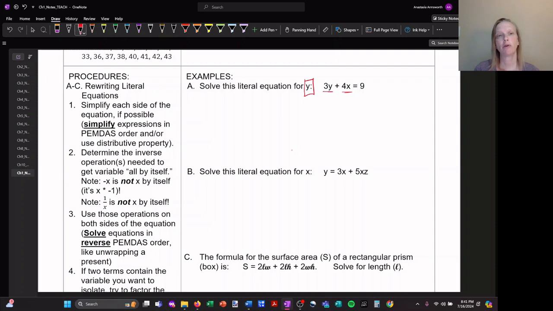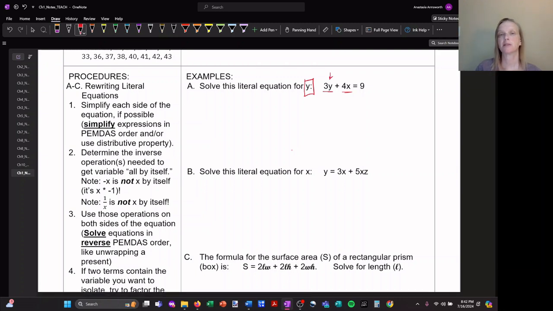When you are rewriting literal equations, the first step is to simplify if necessary. Now, there's no simplifying that I can do on the left side or the right side of this equation. So I'm going to skip step 1, and I'm going to move on to step 2. Determine the inverse operations needed to get the variable all by itself. So I'm going to be doing this in reverse PEMDAS order. My goal is to get y by itself, so I want to get rid of everything that's attached to it.